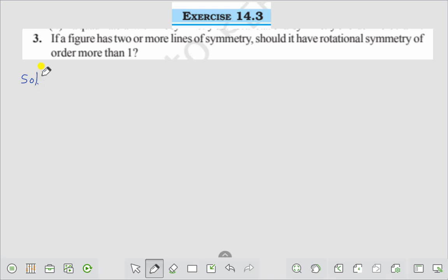that if we take an equilateral triangle, it has three lines of symmetry, right? And rotational symmetry is also 3, right? In case of a regular hexagon also, it has 6 lines of symmetry and rotational symmetry is also of order 6. Therefore, the answer is yes.